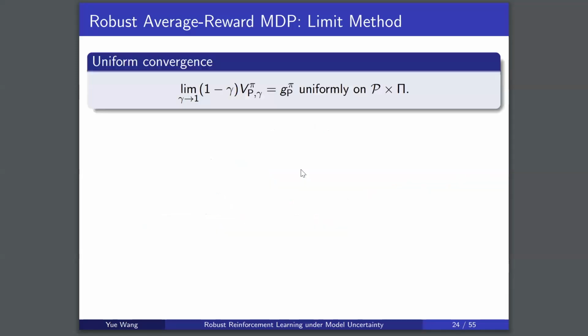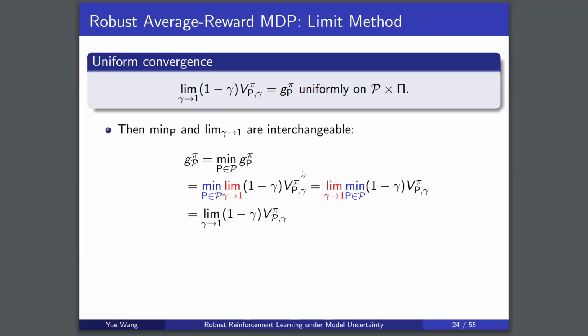To solve this issue, we first study the convergence of the non-robust discounted value function. We showed that the convergence of the non-robust discounted value function is actually uniform on the uncertainty set and the policy space. And since the convergence is uniform, we can swap the order of the minimum and the limit operator regardless of the number of the possible worst cases.